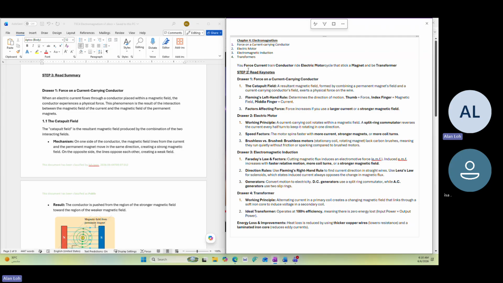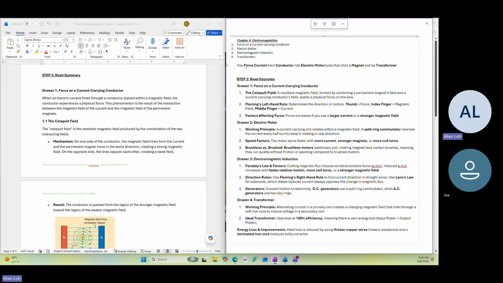So this current train conductor is the train conductor. If you took a train before, there are people who ask you for the ticket. That is what we call a train conductor. So you force this Mr. Train conductor to ride electric motorcycle, and then when the electric motorcycle sticks a magnet into it, it becomes a transformer. It's a very silly story. It doesn't make sense, but the objective here is to help you remember the names of the drawers.